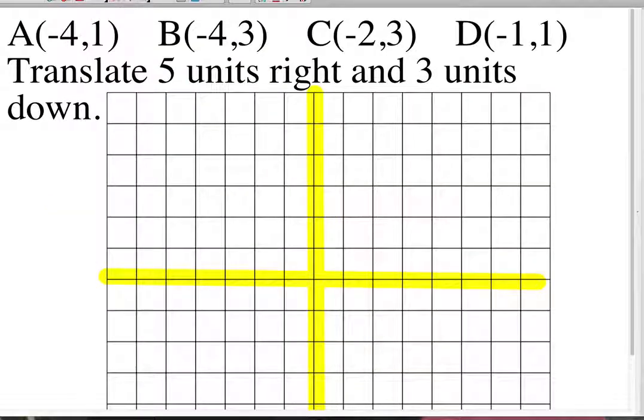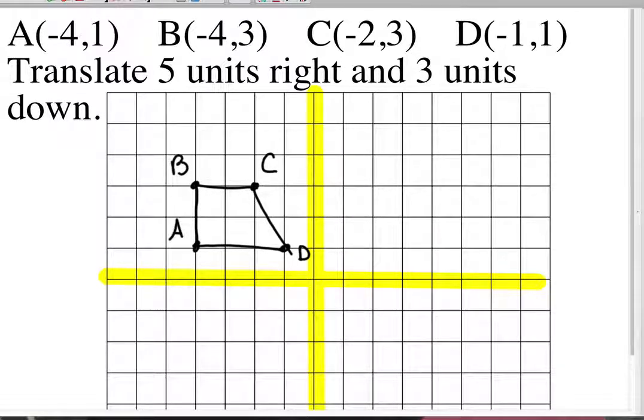Look at this guy. Same thing. Let's draw the original figure, then move it right and down. Okay, let's plot A. -4, 1. There's A. B. -4, 3. This is B. C. -2, 3. And D. -1, 1. Original figure is a trapezoid.